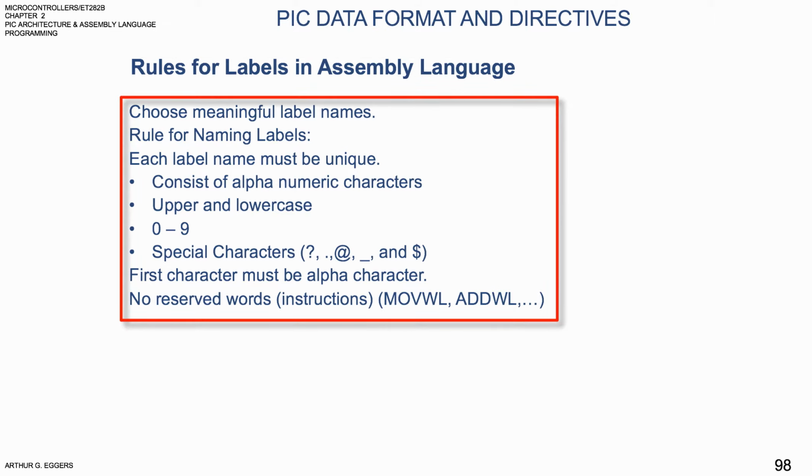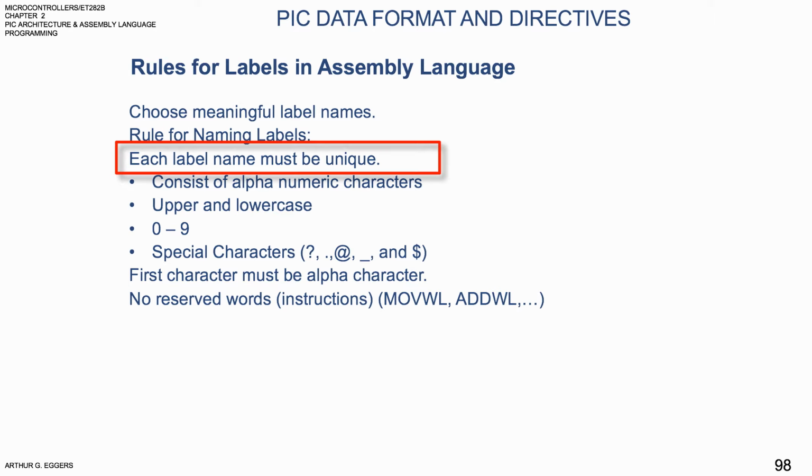By choosing labels that are meaningful, a programmer can make a program much easier to read and maintain. There are several rules that names must follow. First, each label must be unique.